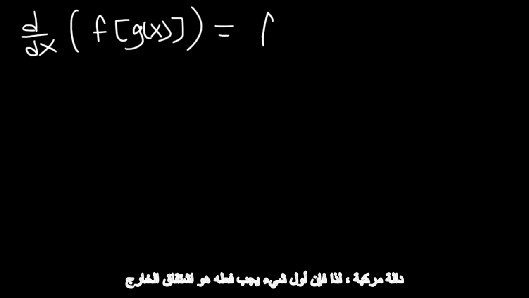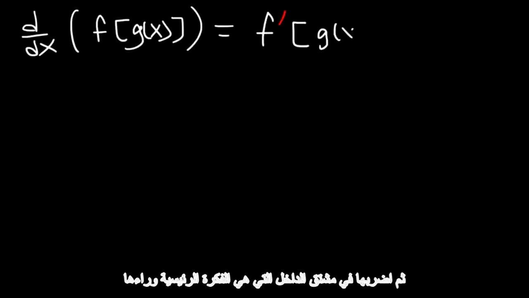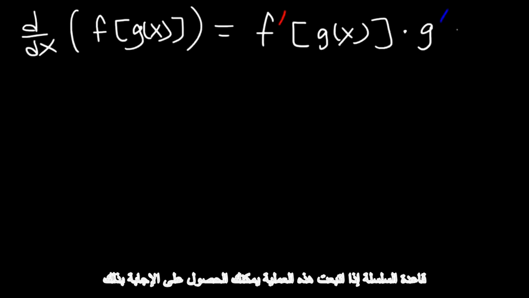So the first thing you need to do is differentiate the outside portion of the function, that is f. And you need to keep the inside the same, and then multiply it by the derivative of the inside. That's the main idea behind the chain rule. If you follow this process, you're going to get the answer right.